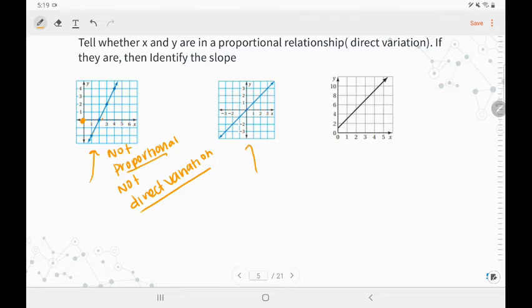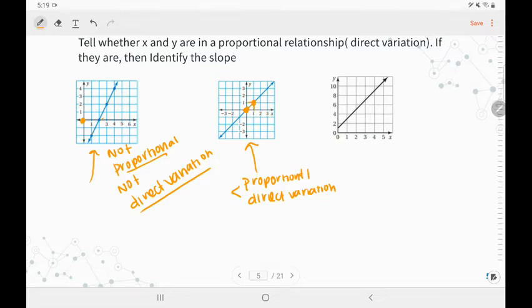All right, second graph. Does it pass through the origin? Yes, it does. So this is proportional. And that means it has direct variation, because those two things mean the same thing. And let's calculate our slope. I have a point that goes through the origin, and as I go along I also have a point right here at 1, 1, because it lines up perfectly.